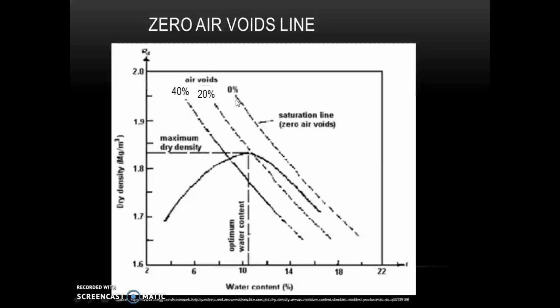Here we can see there are three saturation lines being shown. First one is zero air void line. That means percentage of air voids is 0 and it represents degree of saturation is equal to 100%, that is fully saturated soil. And second one shows that there is 20% air void in the soil, and third one represents 40% air voids.